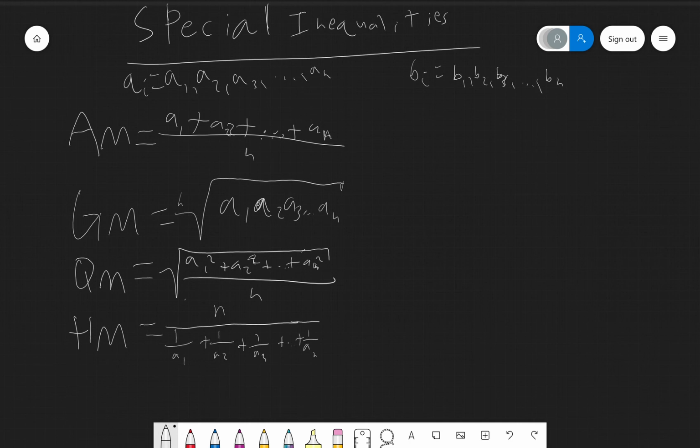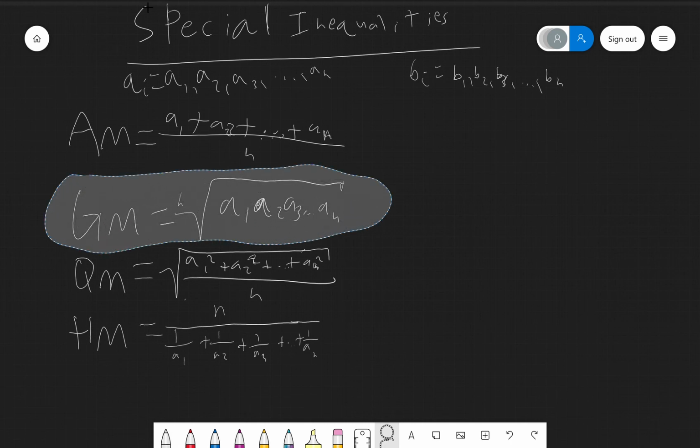So now we know all these, and now I want to introduce you to some of the inequalities. But I kind of want to rearrange this because right now it's not in the best layout. This takes up a lot of space.